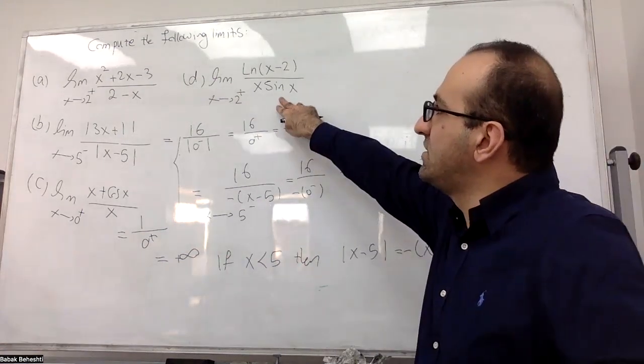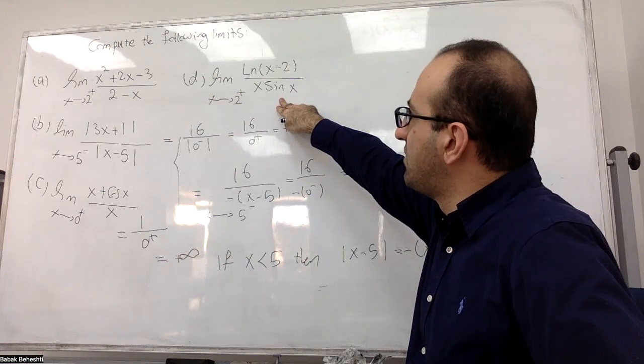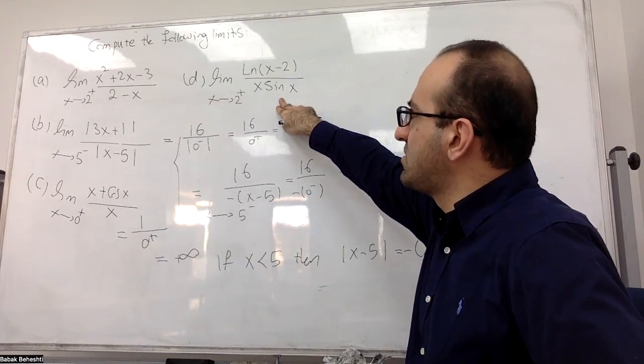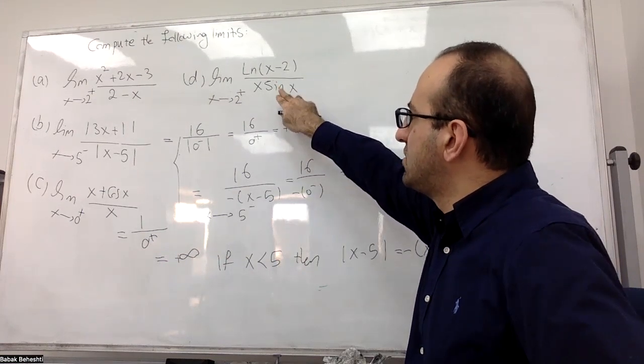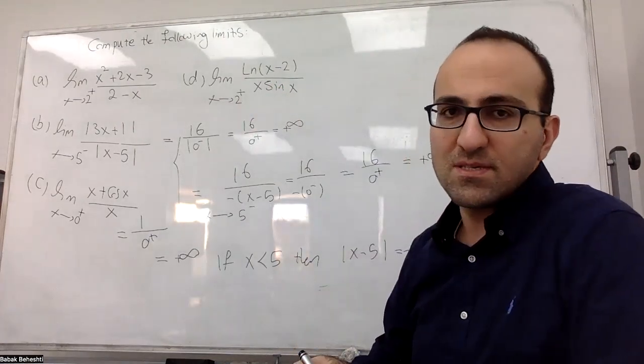And I leave part D for you to think about. On the numerator, you have ln of x minus 2. The denominator is x minus x, and x goes to 2 plus.